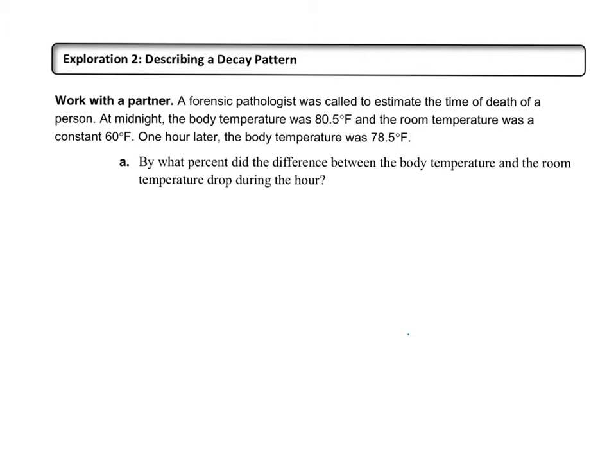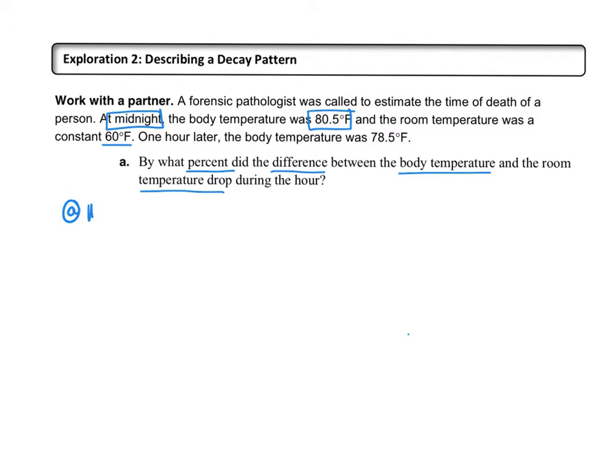Hey guys, so for the first question, you have to figure out by what percent the difference between the body temperature and the room temperature dropped during the hour. The problem gives us a lot of information. We know that at midnight, the body temperature was 80 degrees Fahrenheit, and the room temperature at that same time was 60 degrees Fahrenheit. So we have to account for that.